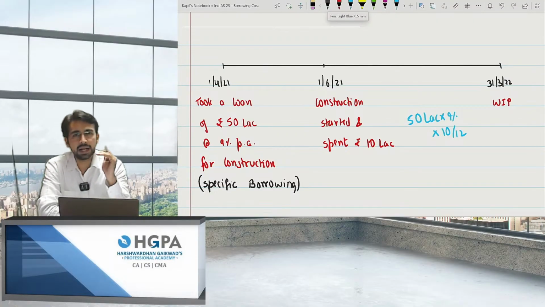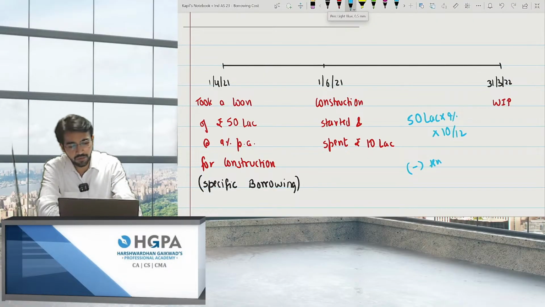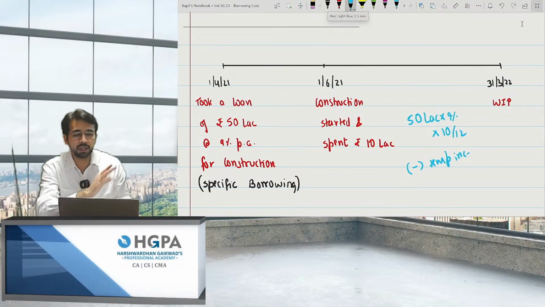Okay. So 50 lakh into 9% only for 10 months because the construction was started on that date. So at that point, the amount is irrelevant. I have to spend on 50 lakh itself because it is specific borrowing, right? Obviously, if there was any temporary income, I would have subtracted it because it was specific borrowing. Okay. Coming to the next question.